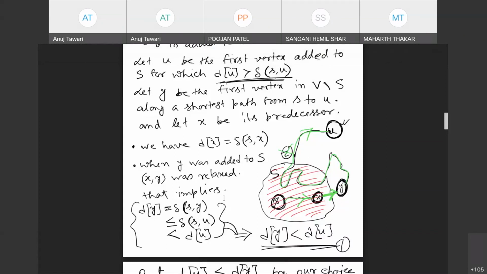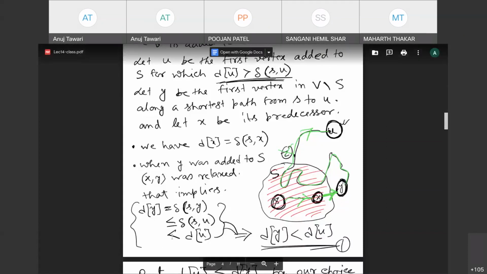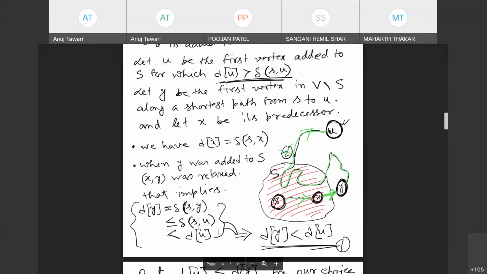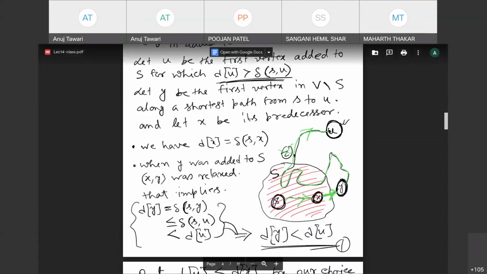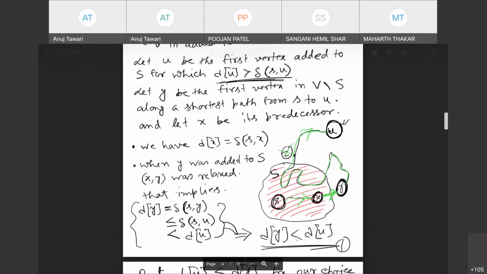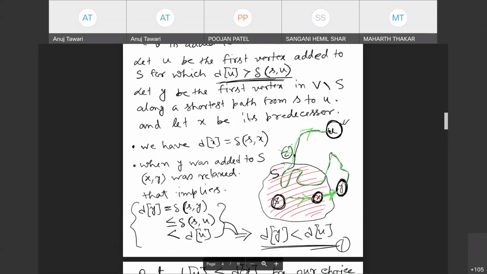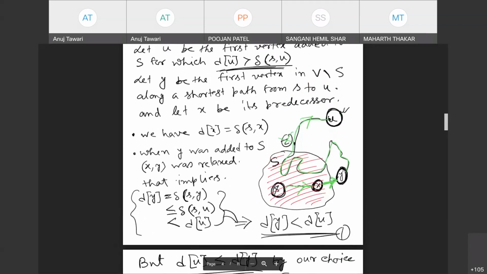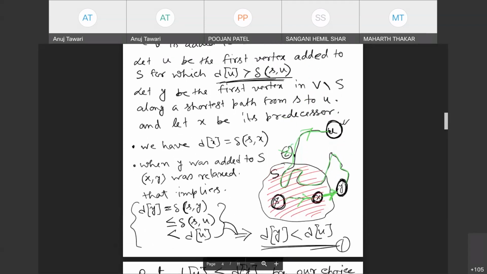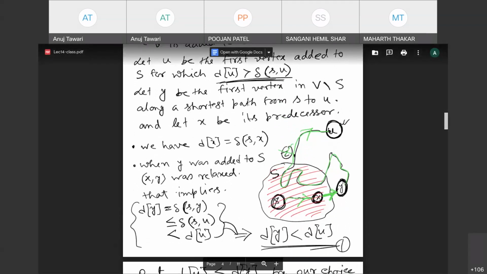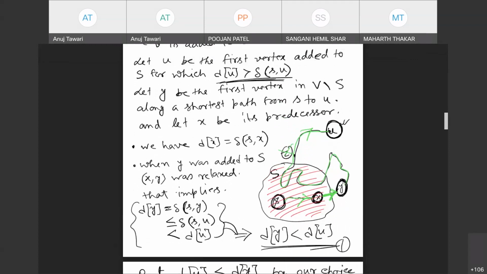Okay, and this is always less than du. So we get one inequality, which is that dy is always less than du. But what we assumed was, let y be the first vertex in V minus S along a shortest path from S to u.